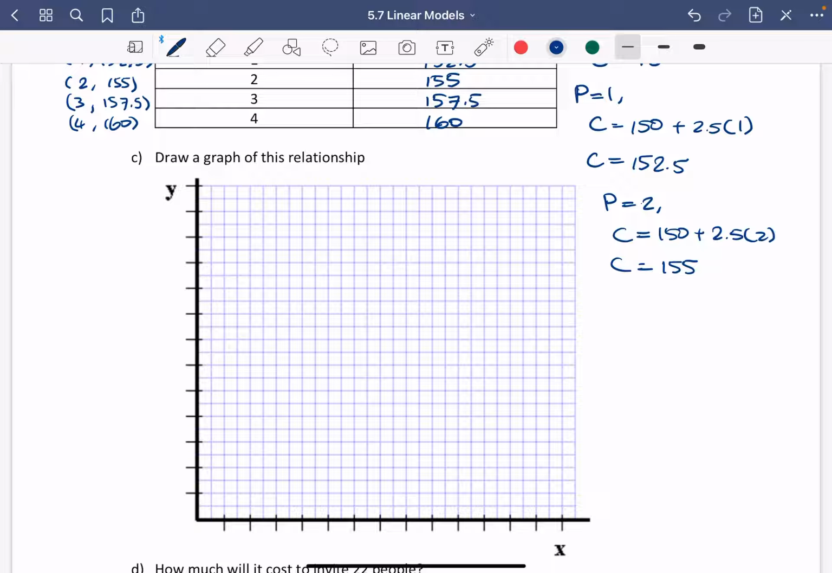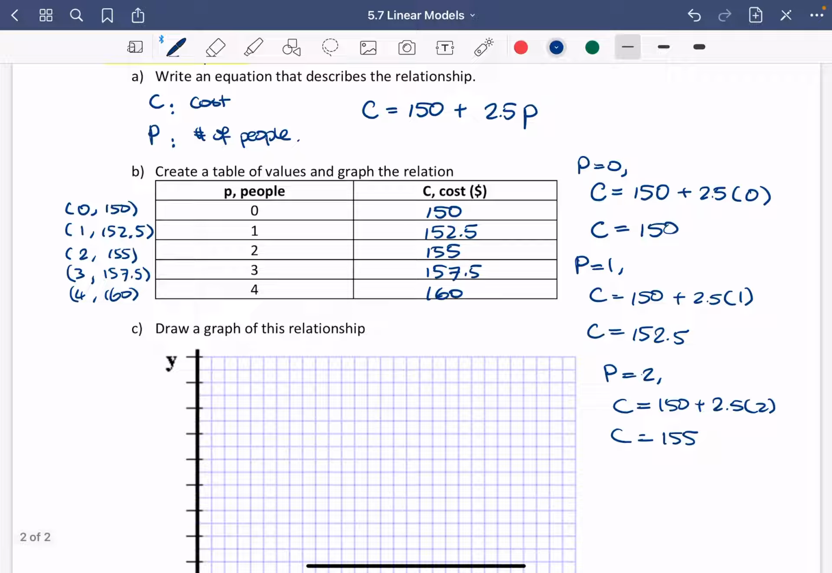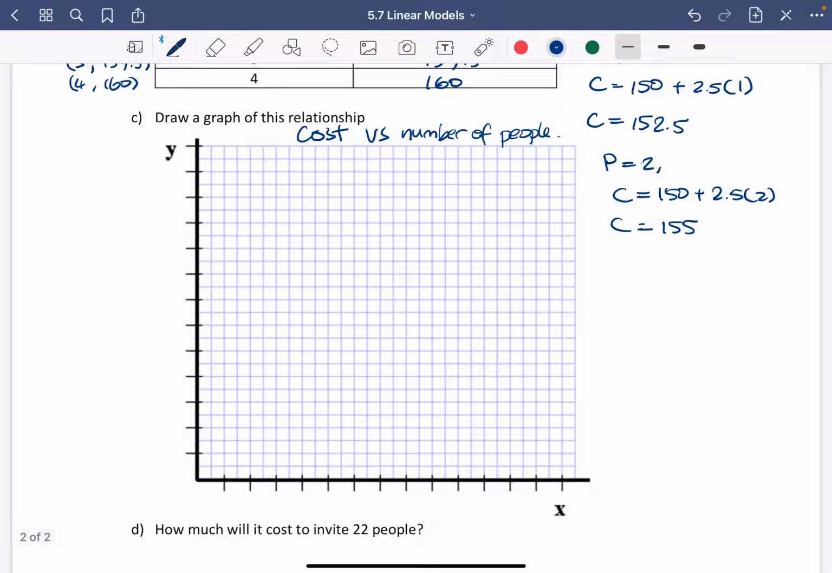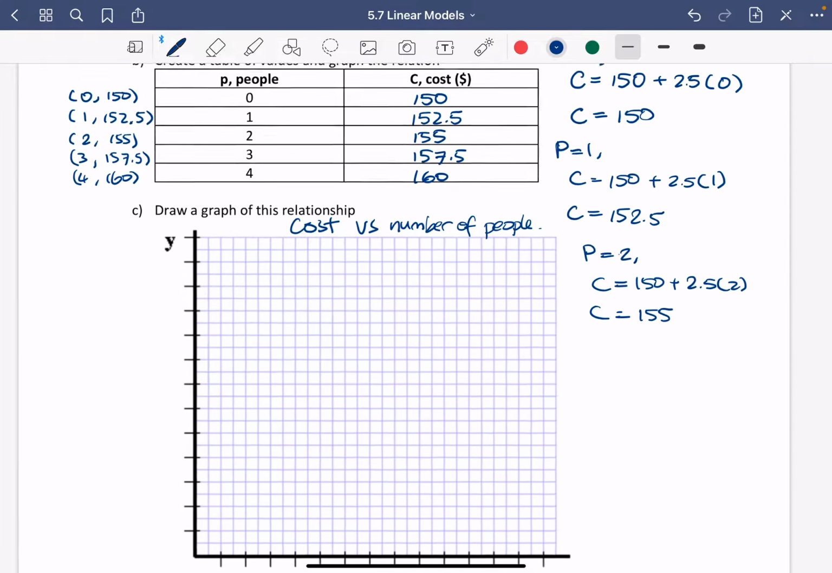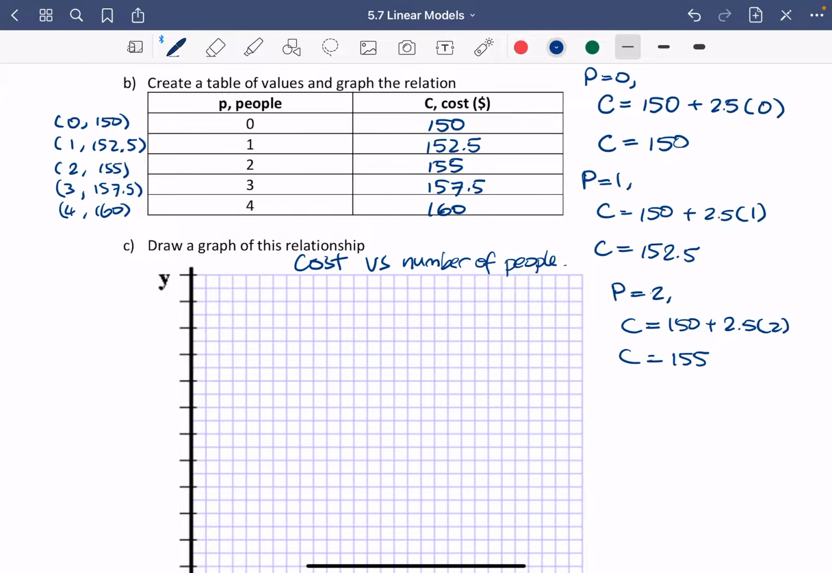So to draw a graph, you will need a title for the graph. So let's make the title be cost of renting versus the number of people. And then instead of the x-axis and the y-axis, let's just change them: x to be the number of people and the y to be the cost.